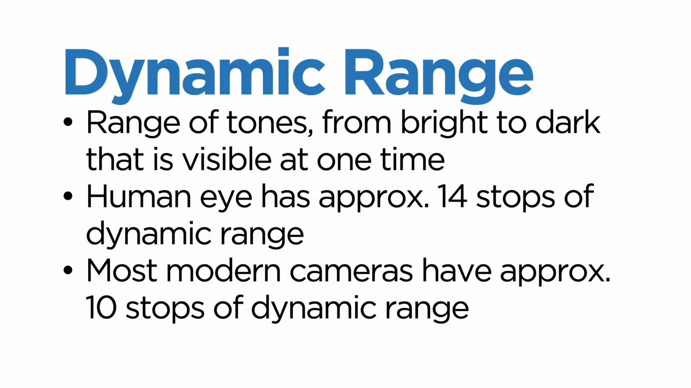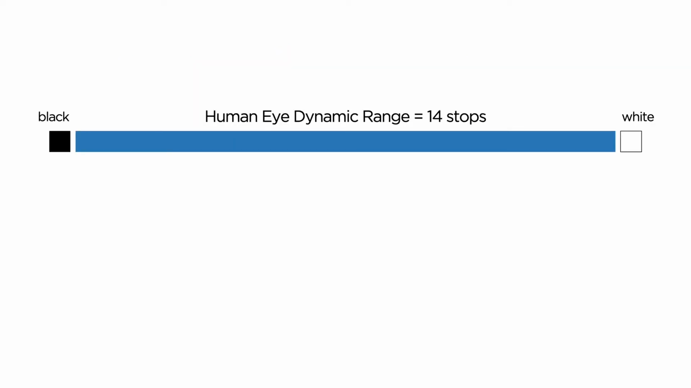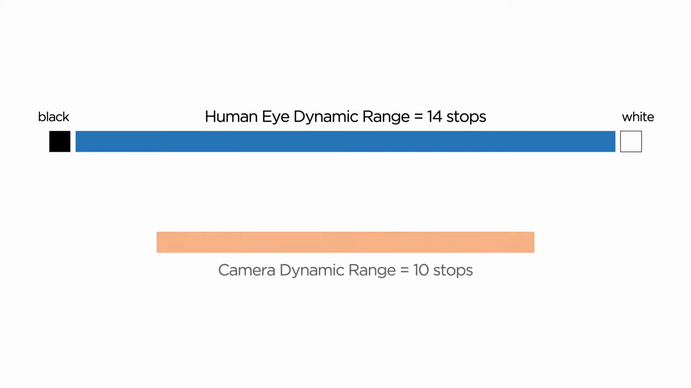So here's, as you've seen in the Sean Tucker video, another reminder of how dynamic range works. For this image here, on the right is the white, the brightest part, and on the left is the black, the darkest part. And in between, we have 14 stops. Each of these boxes is a stop. So here's what our cameras have.